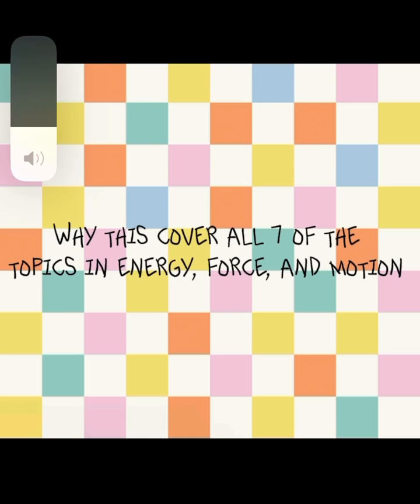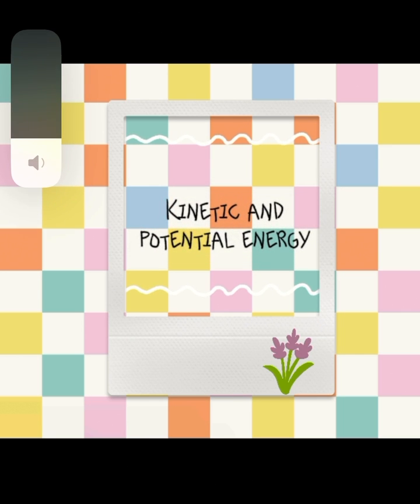Why this covers all 7 of the topics in energy, force, and motion. Kinetic and potential energy. It starts with potential energy. When I started to run, the potential energy turns into kinetic energy. The kinetic energy helps me to do a round-off. The round-off's energy when I rebound allows me to back handspring because after the round-off, when I rebound, it makes me bounce a little bit, which allows me to back handspring.